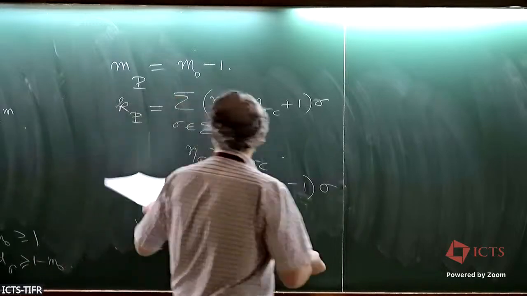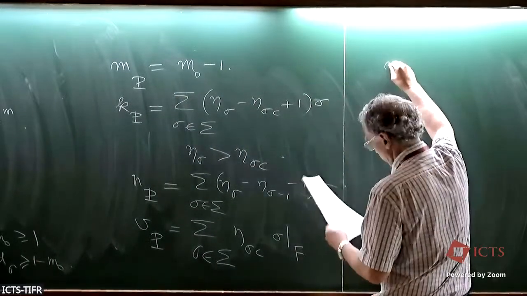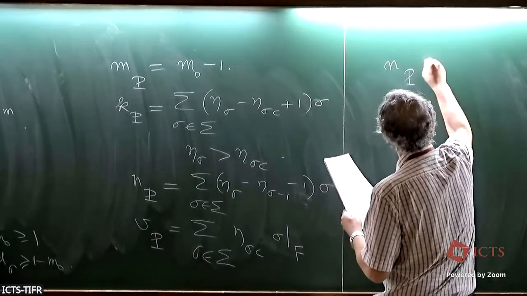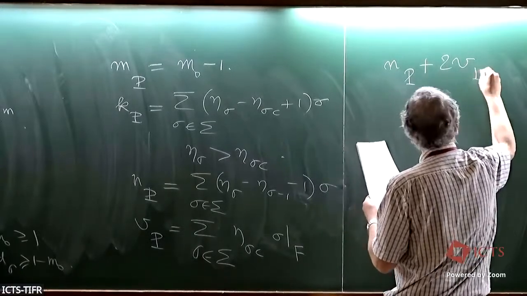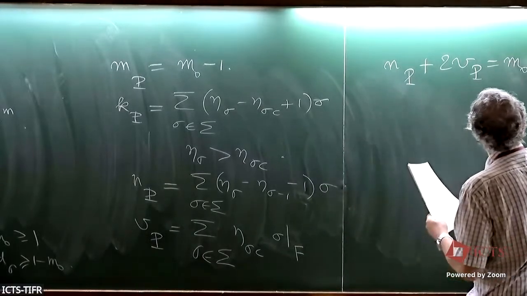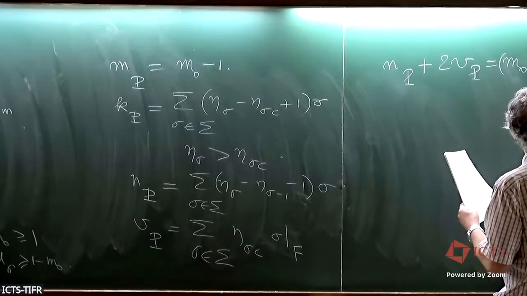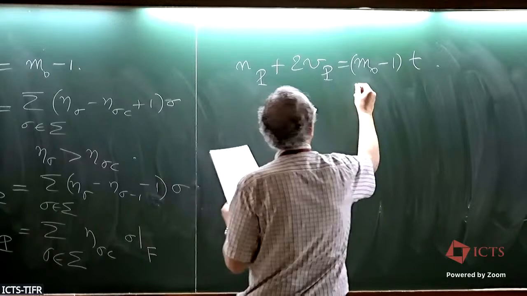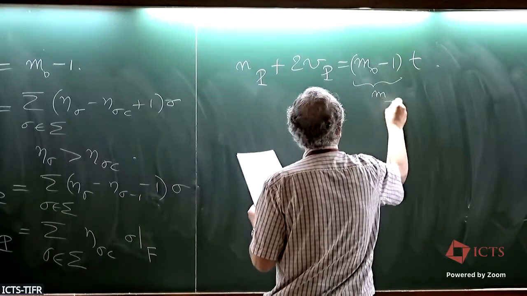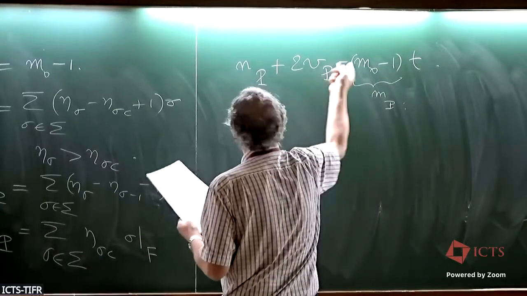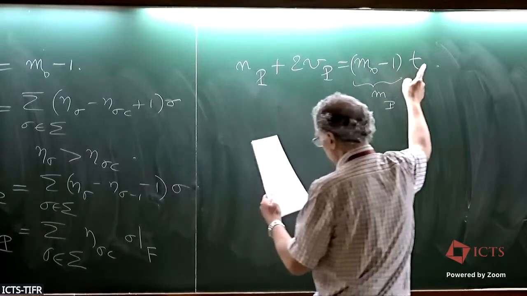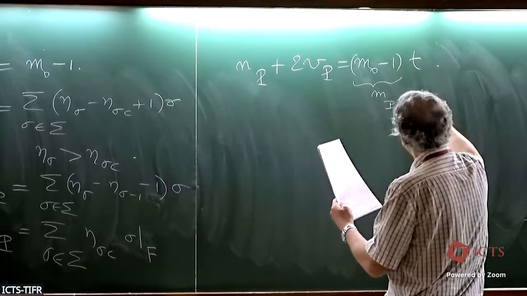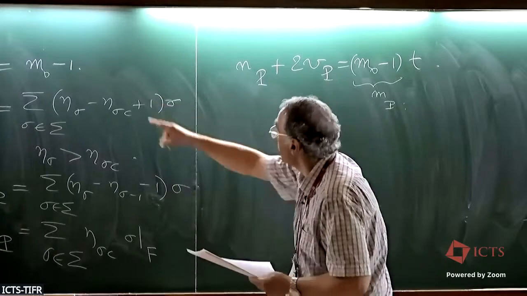So if you introduce this data, you will have n_P plus 2 v_P equal to m0 minus 1 times t, and therefore, so this is the m_P, and therefore if you add 2, well, anyway, okay. So you call this m_P, yeah, it's there.